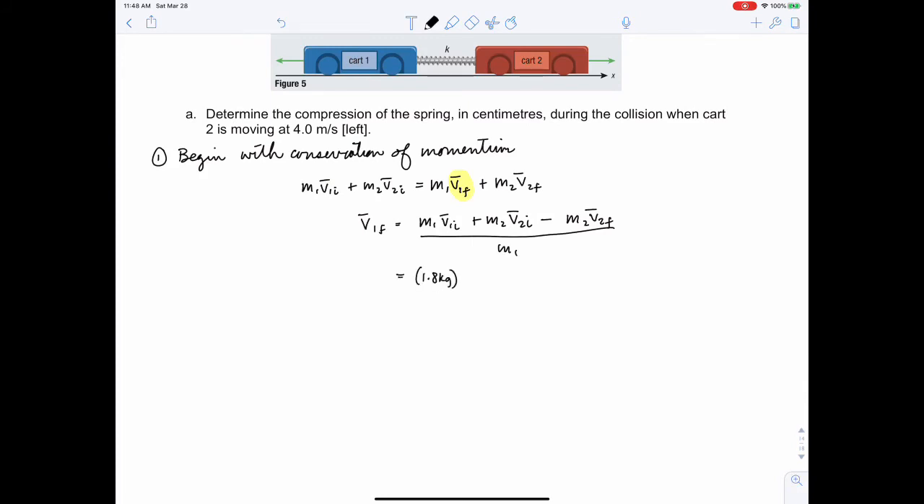It's 1.8 kilograms times a velocity of 4 meters per second right. And again, because we're dealing with momentum, we need direction, plus 2.2 kilograms times an initial velocity of negative 6 meters per second right. And just so that we remember what we're doing here, it was 6 meters per second to the left, but we're keeping all the directions the same. So let's make right positive.